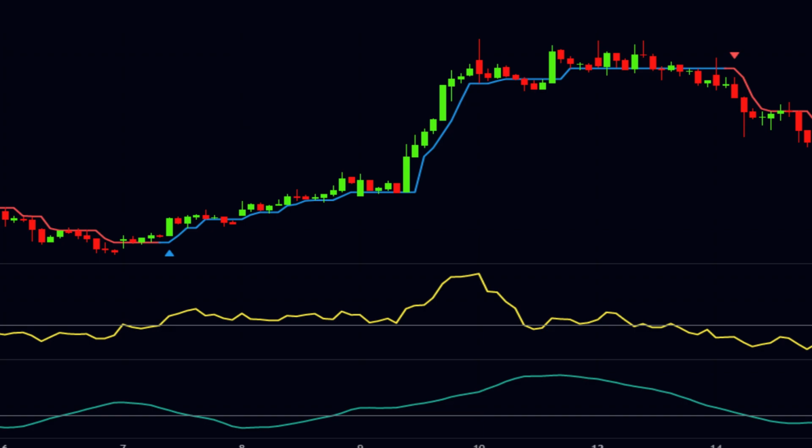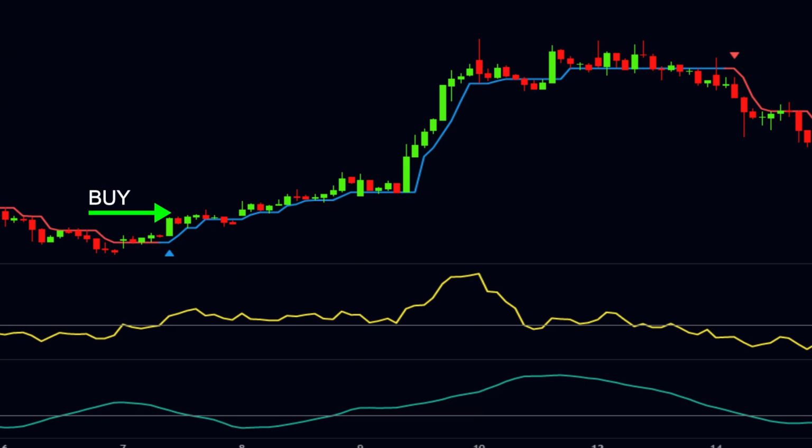Let us see an example. Here we have the chart of the stock on 30-minute time frame. As you can see here, the color of the half trend is blue, and there is the blue arrow which indicates for the buying. But we require confirmation from the ROC indicator and ADX indicator. Here, the ROC is above the zero line, and the ADX indicator is above the 30 level. Thus, all the conditions are satisfied here.